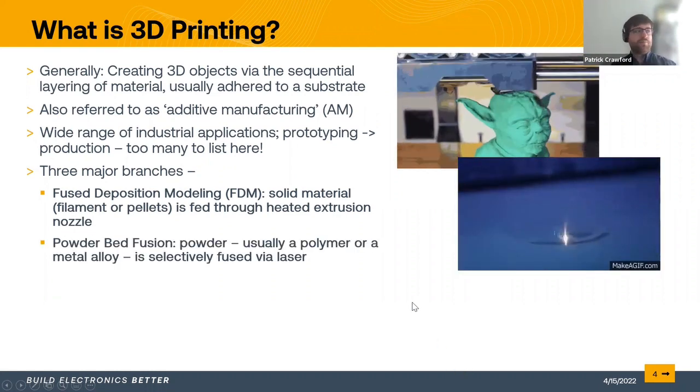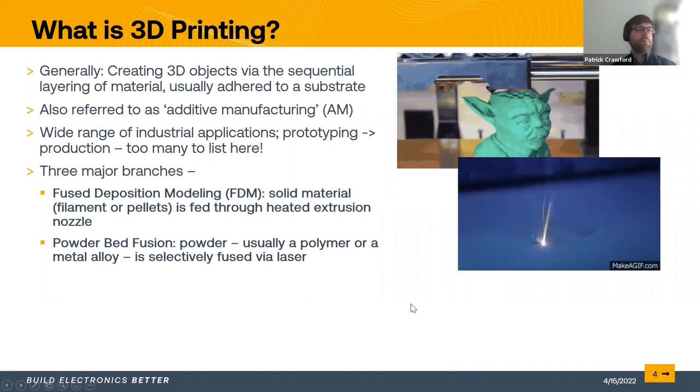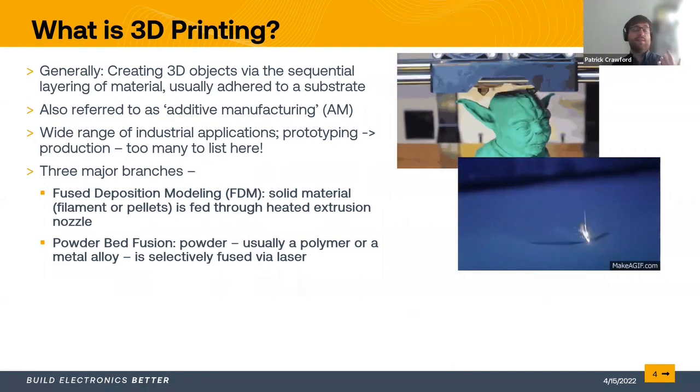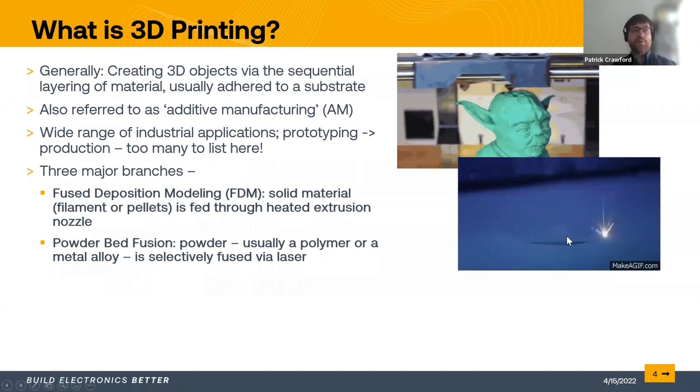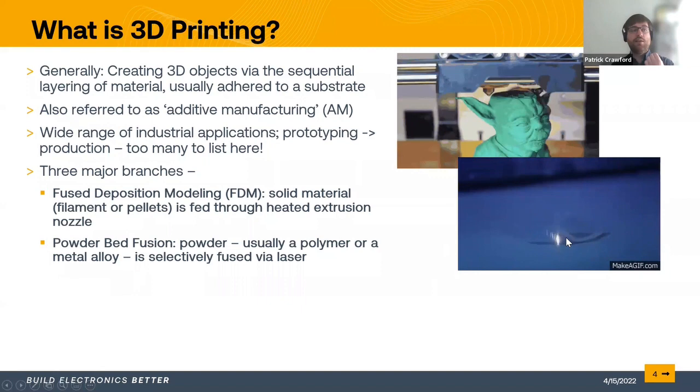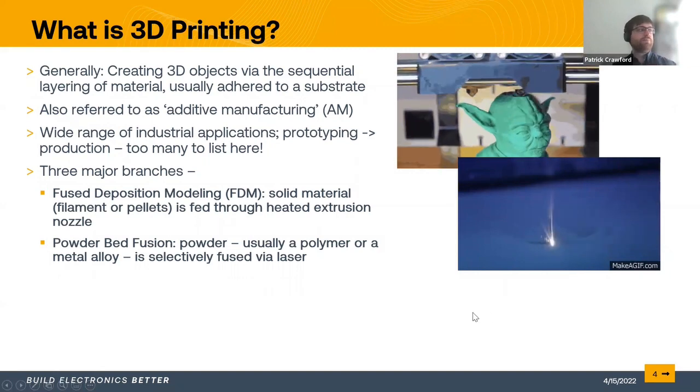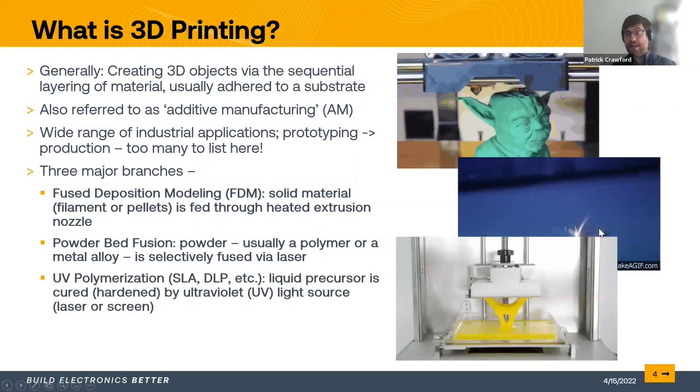Powder bed fusion. Powder, usually a polymer or a metal alloy, is selectively fused via laser. So you can see there it's being rastered back and forth. It's actually fusing the powder together. In that case, it's metal powder. It doesn't have to be metal.